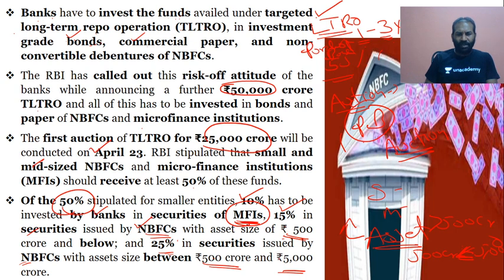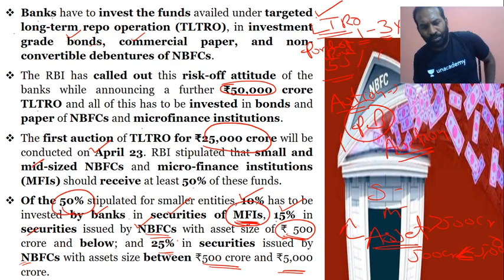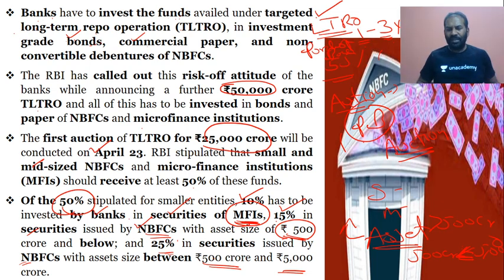And then next, 10% would be for the banks to invest in the MFIs through securities, and 15% to those whose asset value is 500 crores. So definitely there is a very well organized segregation, by which the RBI is making sure that the money is pumped into the NBFCs wherein the economic activity will take place.